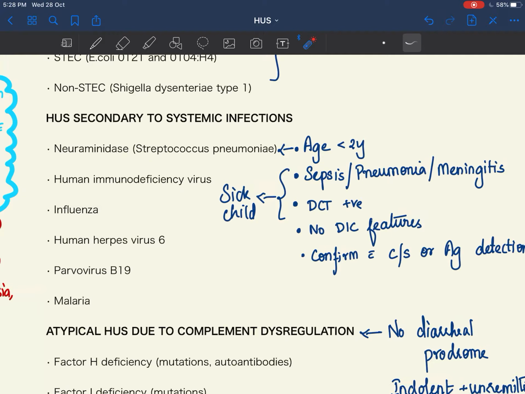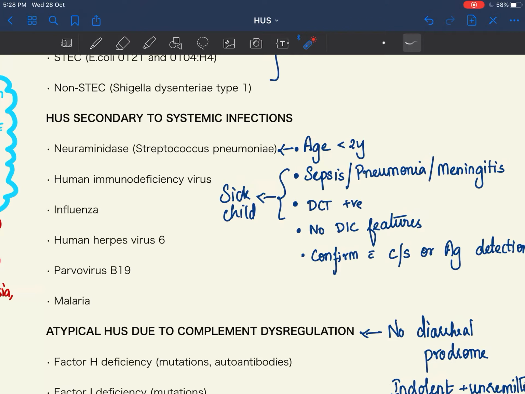See, your Shiga toxin induced HUS or your D-plus HUS, classically what happens is there is a diarrhea, 5 to 7 days of illness, following which the child develops HUS. Usually by the time the child develops HUS, all this diarrhea will be settled already or settling down.